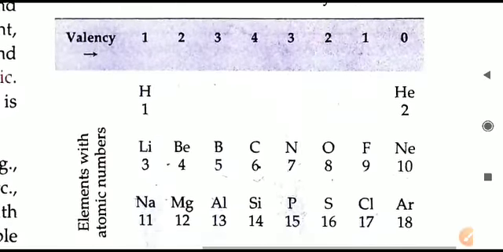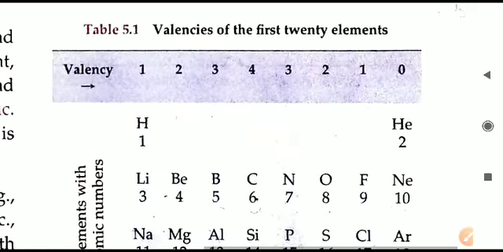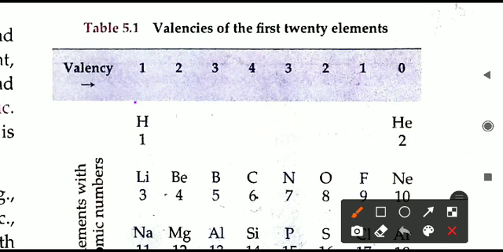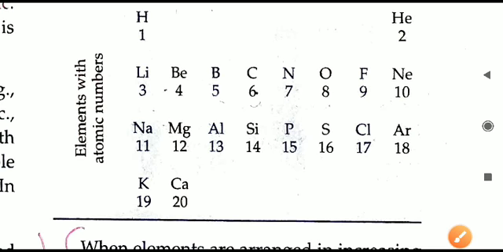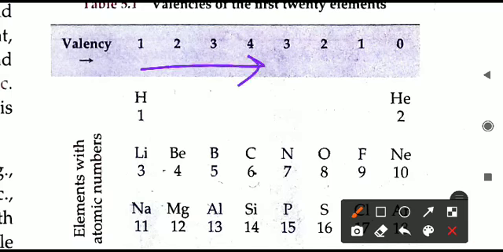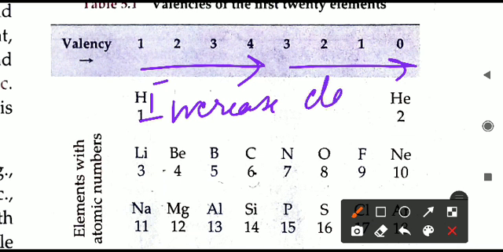Now if we put these valencies of the first 20 elements in a tabular form, then what we will observe? We observe a trend. If we put these elements in an increasing order, like this table you can see right now in front of you, then you will observe that first of all the valency will increase. After that what will happen? Again it starts to decrease. First of all valency increases from 1 to 4, and then again it decreases, and finally it becomes 0.